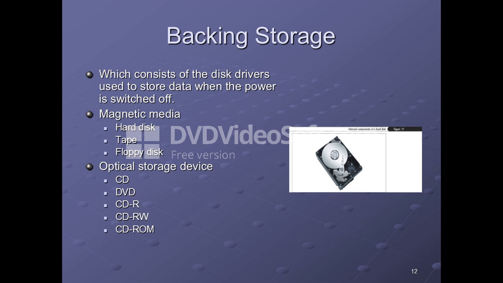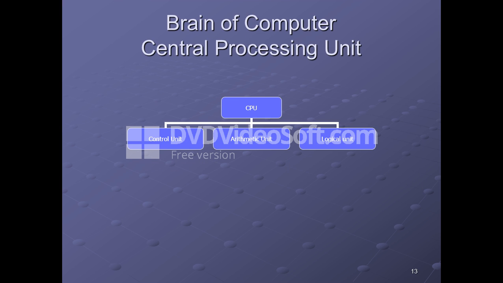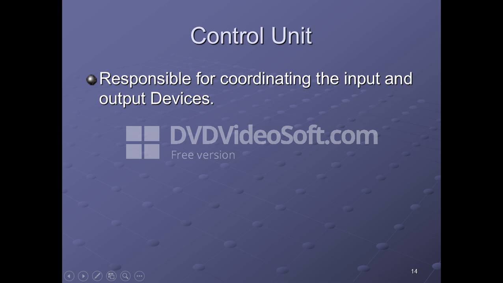Now the brain of the computer, the central processing unit, is further divided into three parts: control unit, arithmetic unit, and logic unit. Now we will go further. The control unit is the supervisor, just like a supervisor or HM of the school, who only supervises and guides the other teachers, laborers and admin. Just like that, it is responsible to coordinate with the input and output.